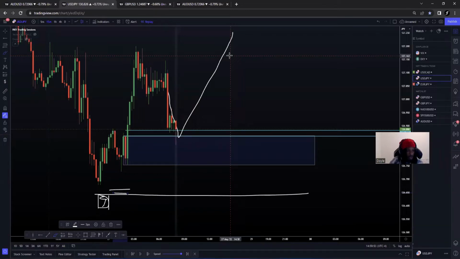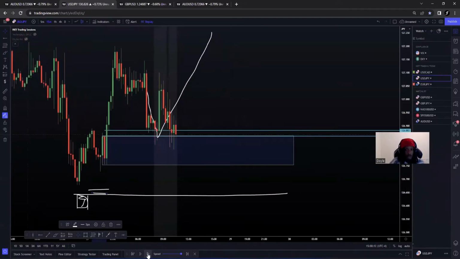We can never be sure when a gap will be filled. Exactly. We don't know when it's going to get filled. We just have to pay attention to it. It will fill a gap at some point, but we don't really know. You can have these marked up and it won't even tap into it in that session. It may tap into it in a London session, but we don't know.